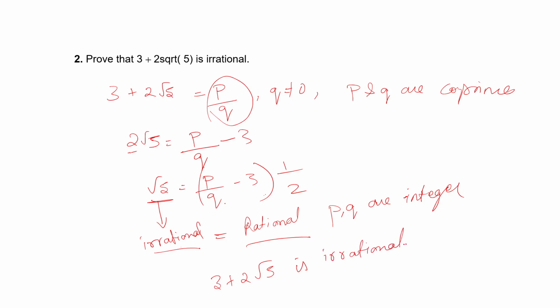Okay. So next question. Here we have already proved root 5 is irrational in our first sum, so we are taking this as irrational. If it is asked in your question, you have to again do the first sum also to prove root 5 is irrational. Okay.